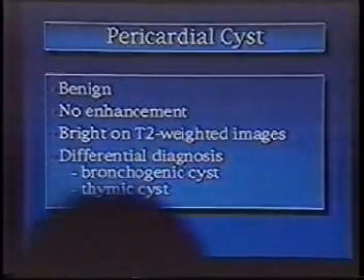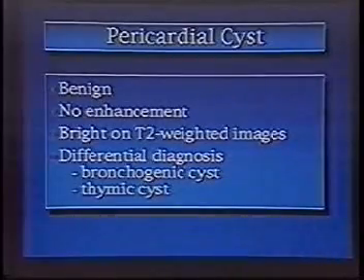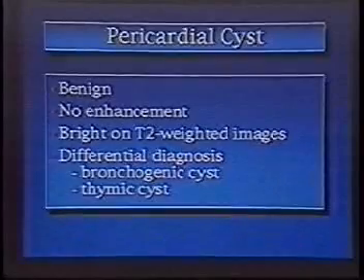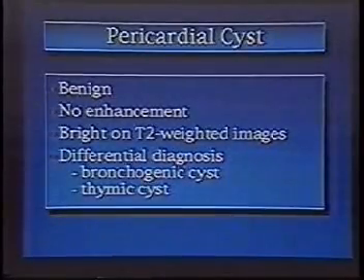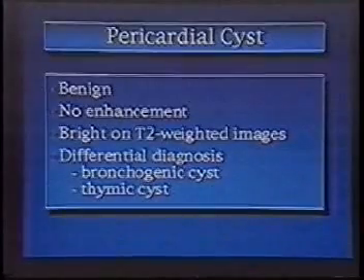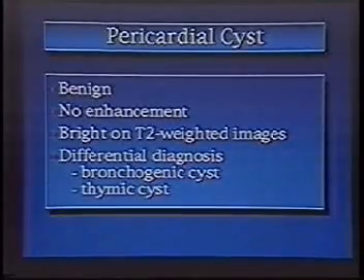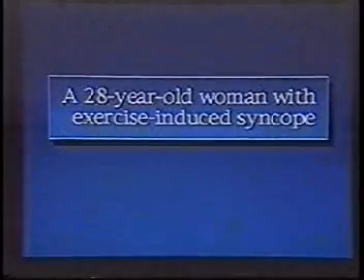Okay, so pericardial cysts are benign. They don't enhance on CT or MR. They tend to be bright on T2 weighted images. And the differential diagnosis is a bronchogenic cyst or thymic cyst, essentially a benign cyst. We call this a pericardial cyst based on the location. Most pericardial cysts are actually in the cardiophrenic angles along the diaphragm, but some of them, 10%, are away from the diaphragm.